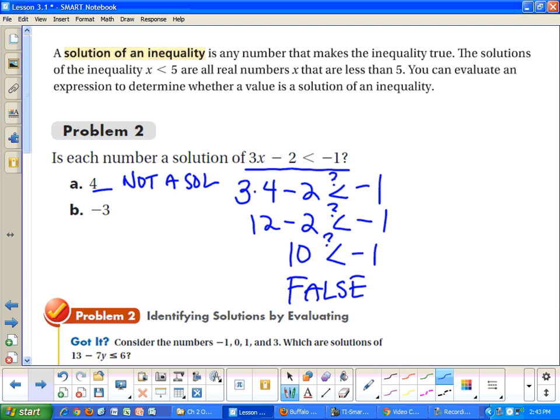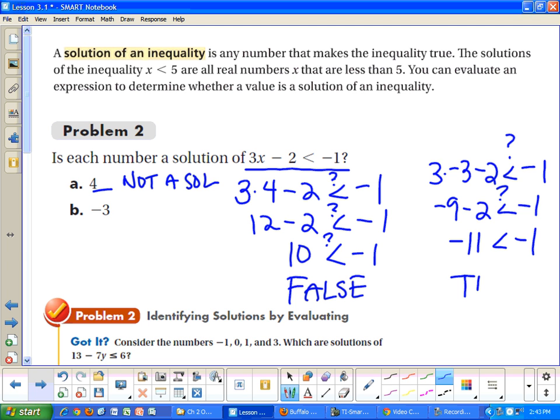And to check if negative 3 is a solution, we're going to do 3 times negative 3 minus 2 and see if that's less than negative 1. 3 times negative 3 is negative 9 minus 2 is negative 11. And negative 11, is that less than negative 1? That is true. So negative 3 is a solution.